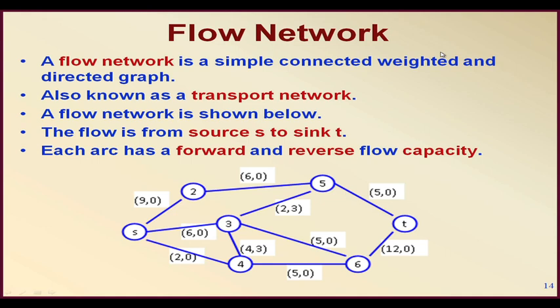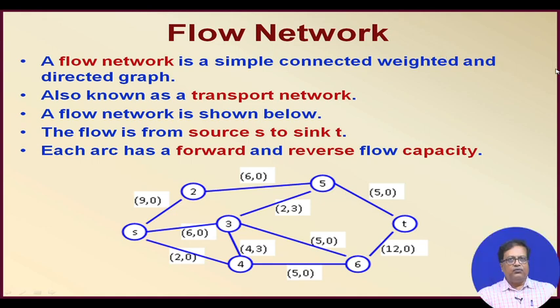maximal flow problems. So, first and foremost, when we take up the maximal flow problem, we need the idea of what is known as a flow network. What is a flow network? A flow network is a simple connected, weighted and directed graph. First of all, it is a simple graph. That means there are no parallel edges and no self loops. I think you know that a simple graph is a graph which does not have any parallel edges or self loops.